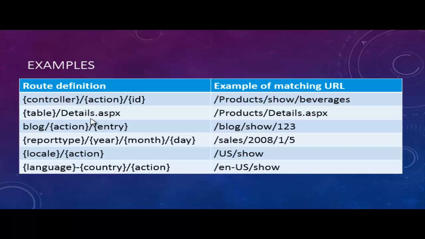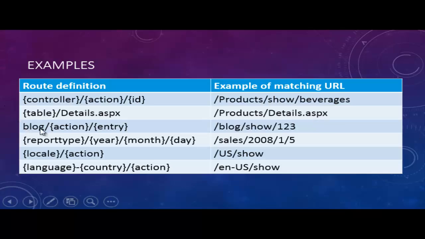This is a map directly to a file name. So you are just saying that there is a file called details.aspx. It could be anything. For example, it could be products/details.aspx. It could be employees/details.aspx or anything. So any map can happen.